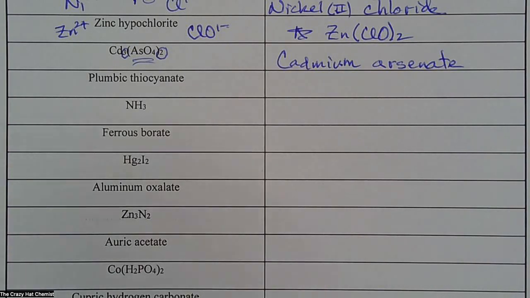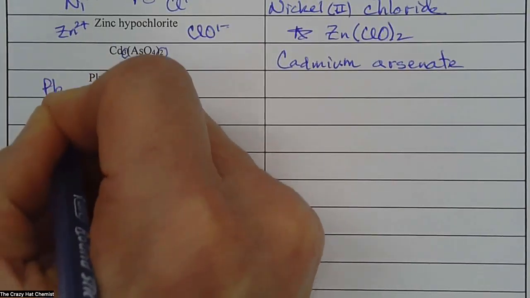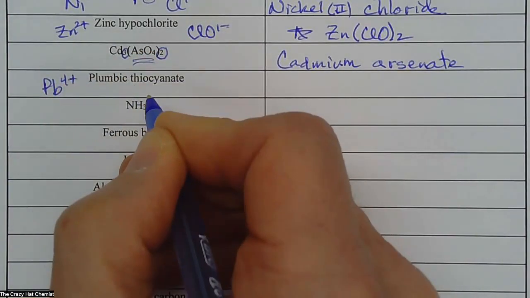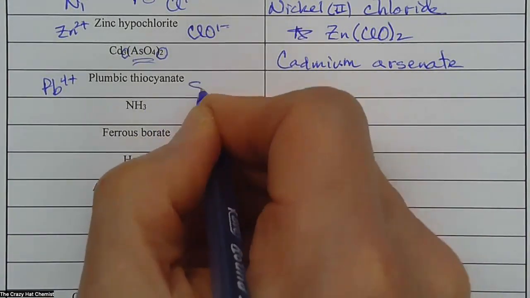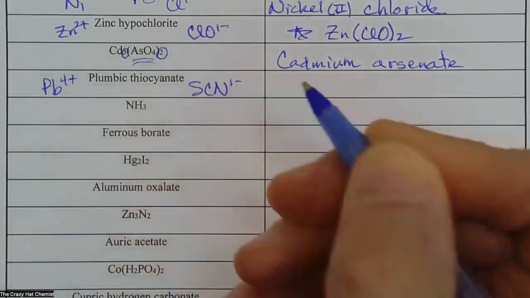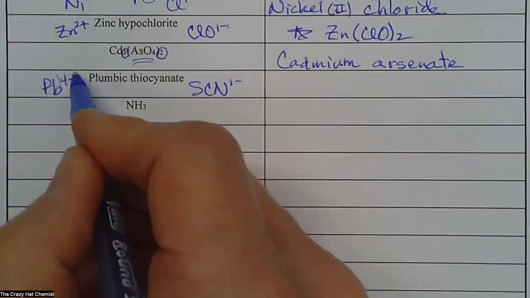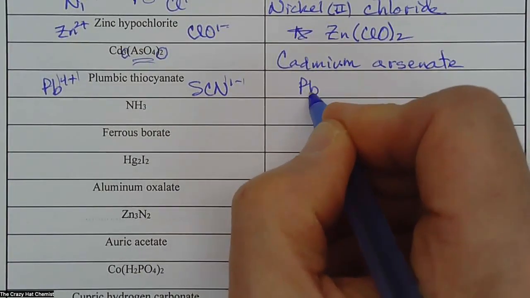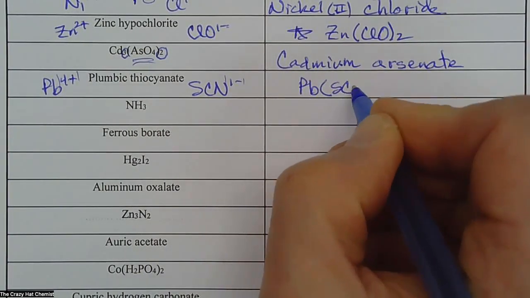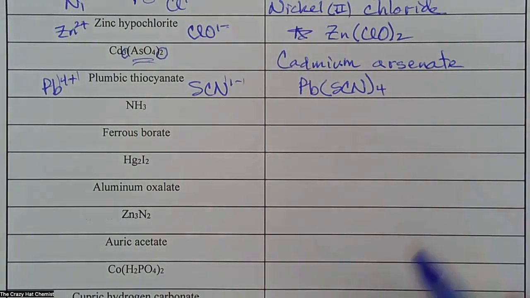All right, so the next one is plumbic. That is lead, which is a 4 plus charge, and thiocyanate. Thiocyanate is SCN with a minus 1. Going to take the absolute value of these two charges, flip the charges, bring them down. You get Pb, parentheses, SCN, parentheses, and a 4.